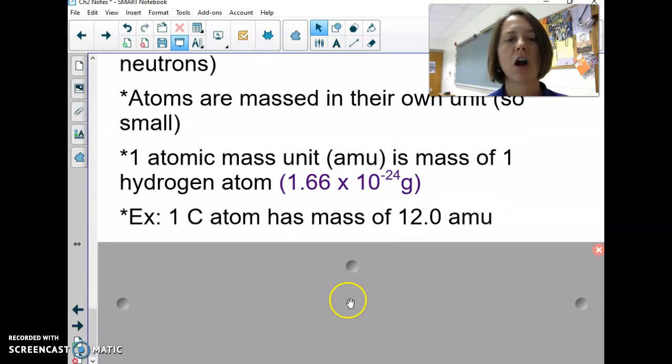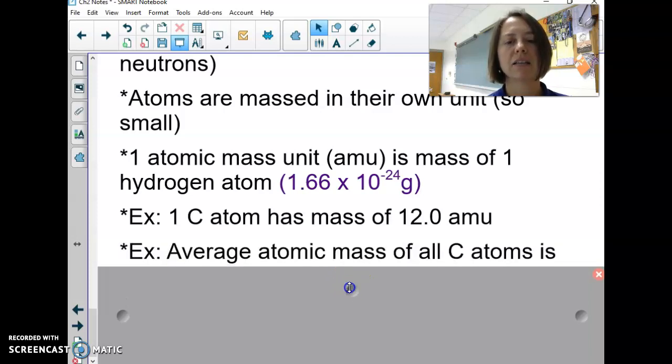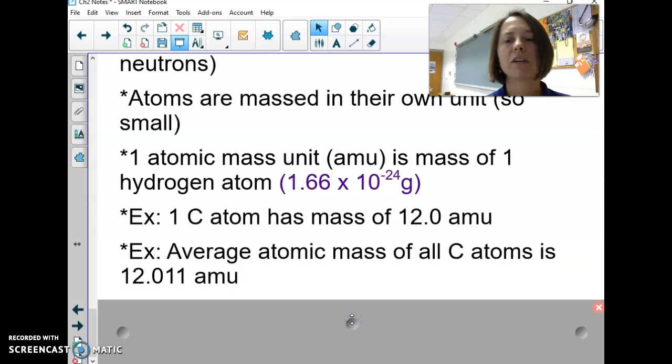So, for example, 1 carbon atom has a mass of 12.0 AMU. So carbon has 6 protons. All carbon atoms have 6 protons. If they don't, they're not carbon. And then a lot of them have 6 neutrons, so 6 and 6 is 12, and that is its mass. However, I did say that not all carbons have 6 protons and 6 neutrons. They all have 6 protons, but they don't have to have 6 neutrons. They can still be a carbon if you have 7 or 8 neutrons.